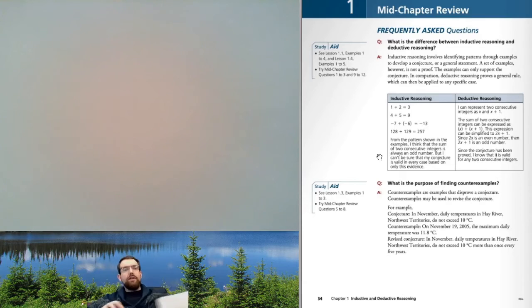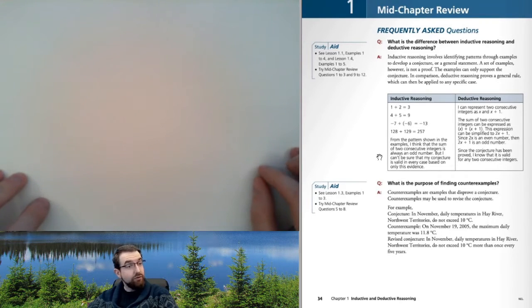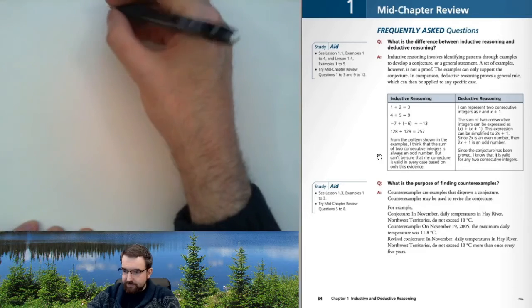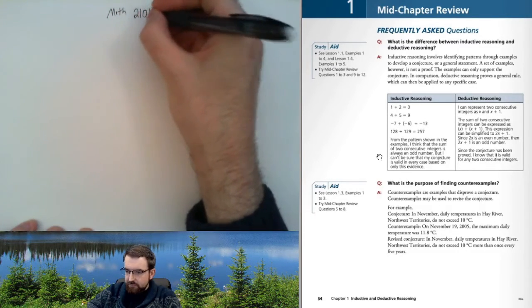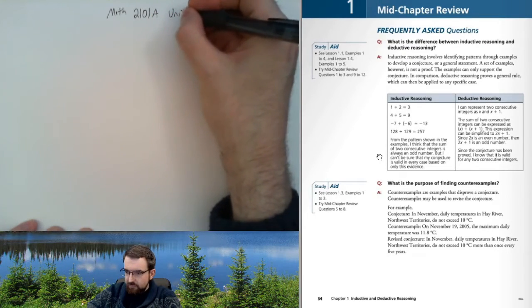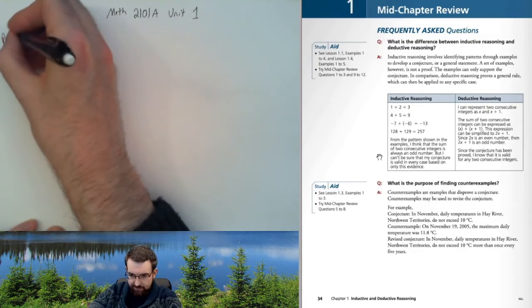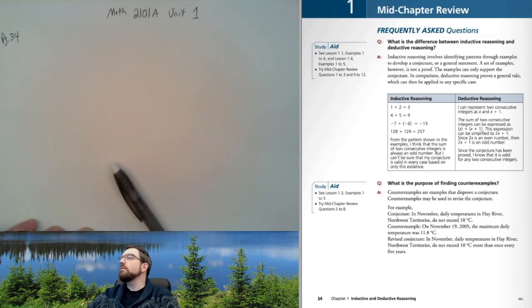One more page that I want to go over from your textbook to show this topic in better detail is this mid-chapter review here, pages 34 and 35. I think these are really good ones to give you a good overview of what this topic is about. 2101A, Unit 1 still, page 34. Okay, so let me zoom in a little.